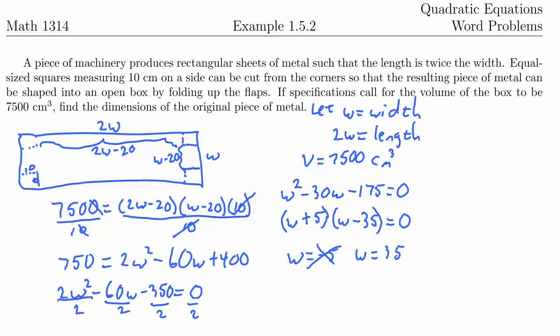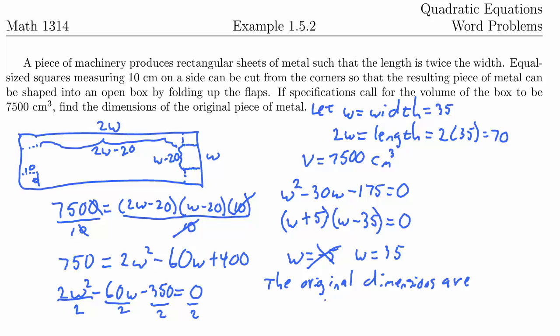So w equals 35. The width is 35 centimeters. Because the width is 35, the length has to be 2 times 35, which is 70. So, the original dimensions are 35 centimeters by 70 centimeters.